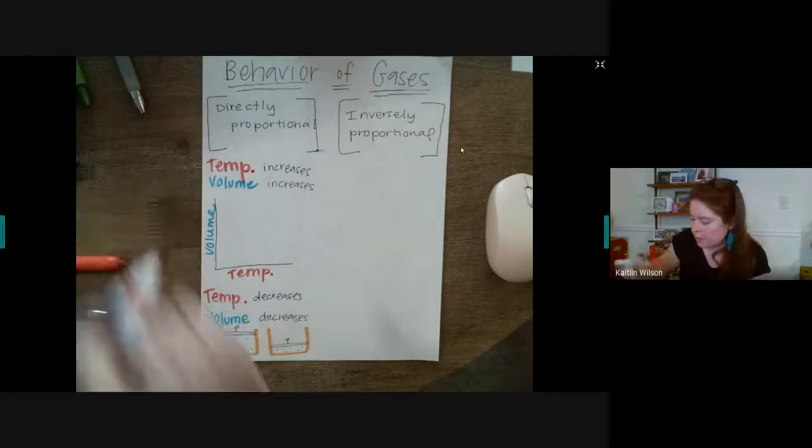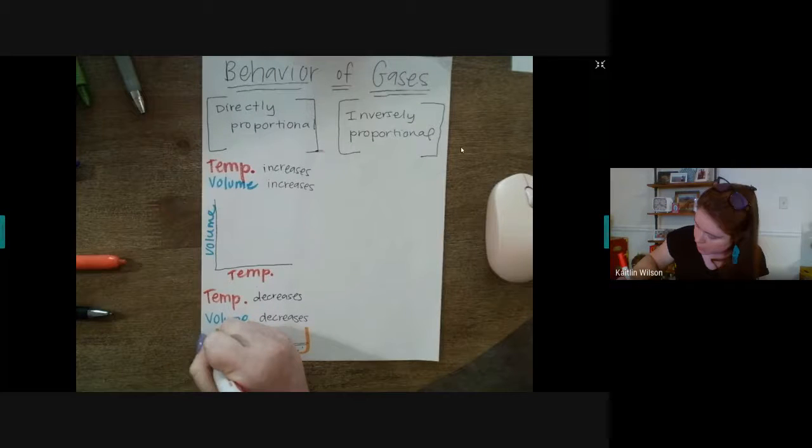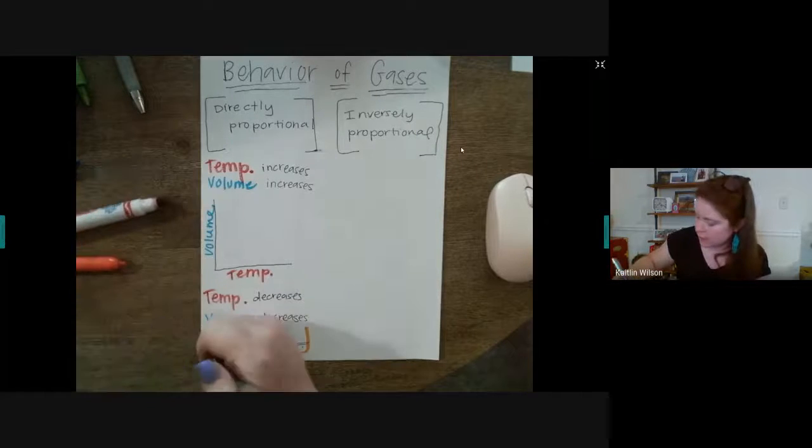So I know that if I have a lot of space, a lot of volume, I'm going to have a higher amount of temperature. So I'm going to draw a little thermometer with a taller amount of mercury, and I'll get to your question in just a second.